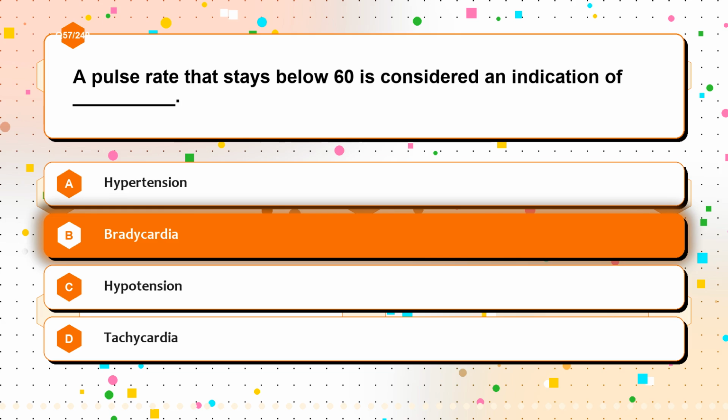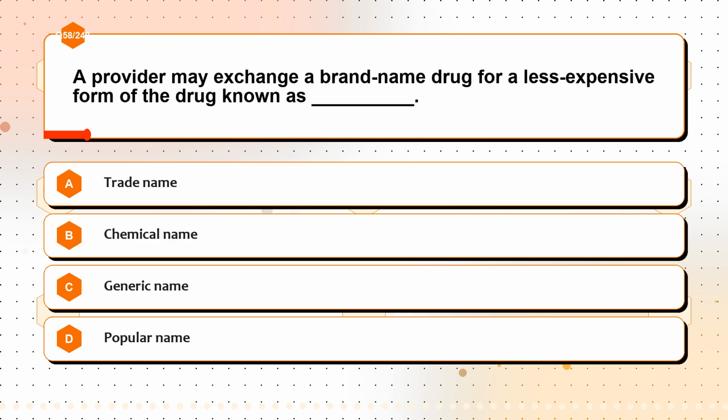The correct answer is option B, bradycardia. Question 58. A provider may exchange a brand name drug for a less expensive form of the drug known as blank. Here are the options. Option A, trade name. Option B, chemical name. Option C, generic name. Option D, popular name.